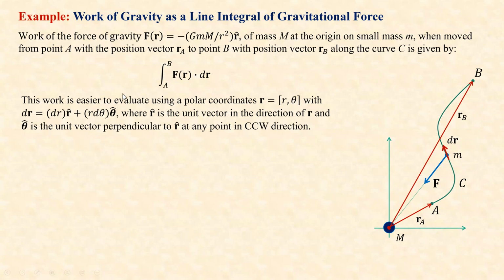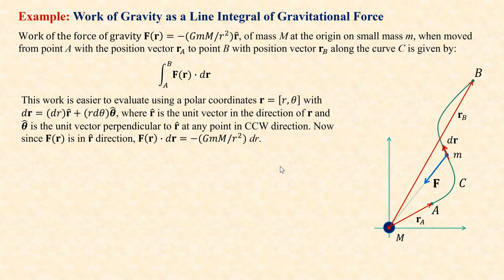All right, so this is our dr and this is F, and it is easy to calculate F dot dr now because r hat and theta hat are perpendicular to each other. R hat is the unit vector in the direction of r, and theta hat is the unit vector perpendicular to r hat at any point in the counterclockwise direction. It means that we're going this way because theta is measured from the positive x direction counterclockwise. So if r hat is this way, theta hat at that point is this way, perpendicular to r hat.